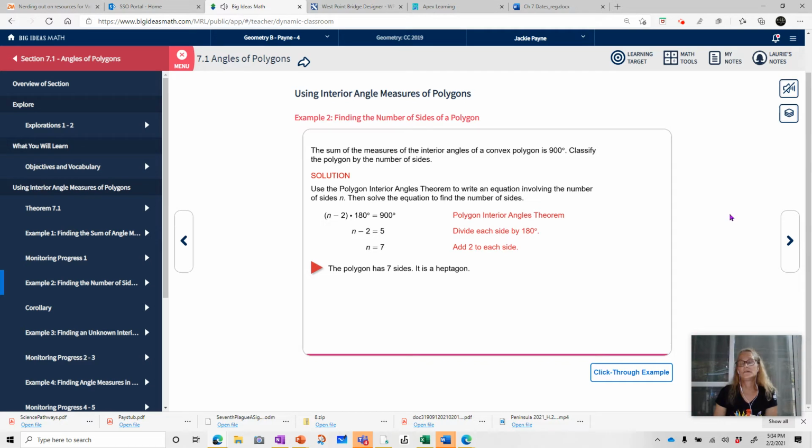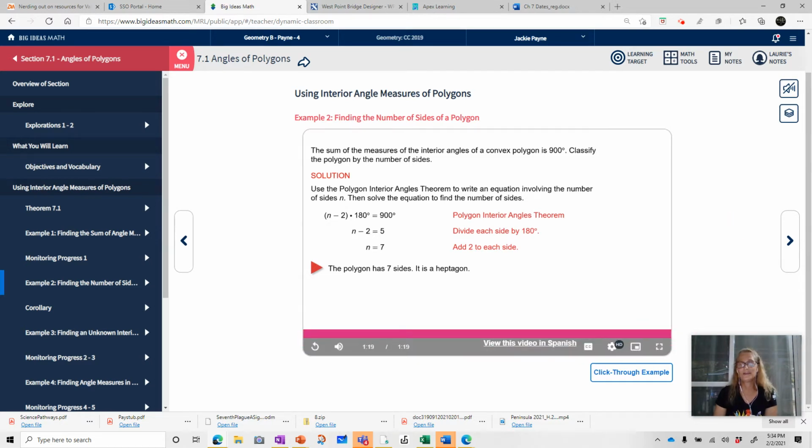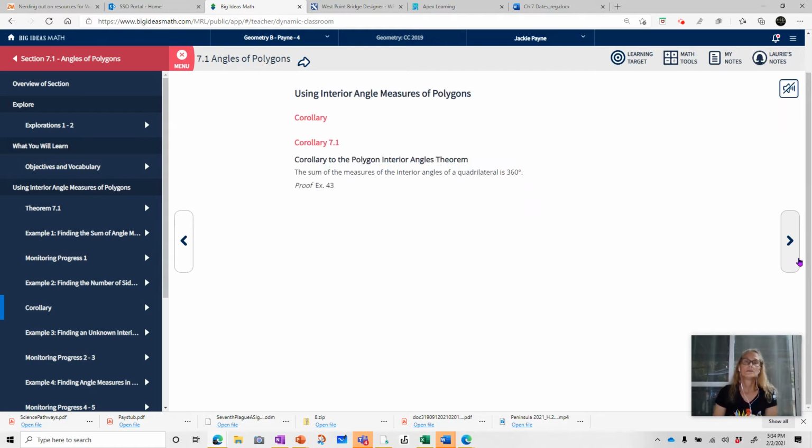There are lots of names of different polygons. 7 is for hepta. So now we're going to move on to a corollary.